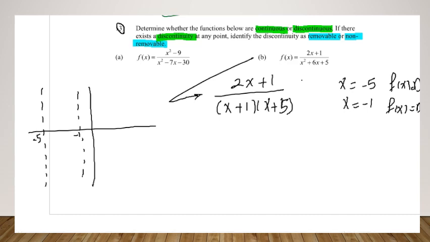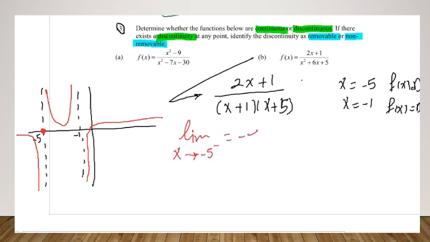From the graph, at the point negative 5, I will find that the limit as x tends to negative 5 from the negative side is negative infinity, and the limit as x approaches negative 5 from the positive side is positive infinity. So the limit as x tends to negative 5 for the function does not exist.